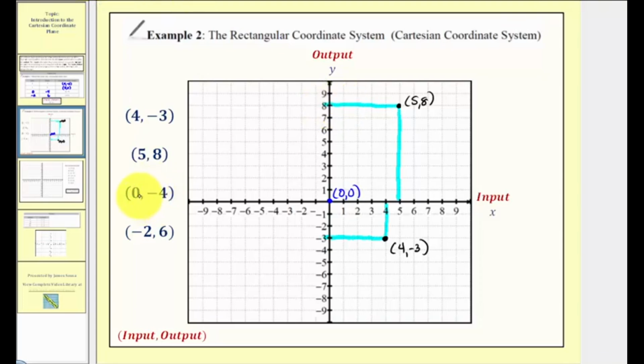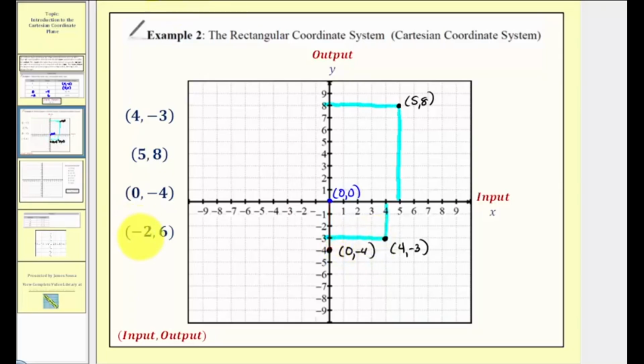Next we have the ordered pair 0 comma -4, so now the input is 0 and the output is -4. So because the input is 0 from the origin, we don't move left or right, but because the output is -4, we would go down 4 units. The location of the point with coordinates or ordered pair 0 comma -4 would be here, right on the vertical axis.